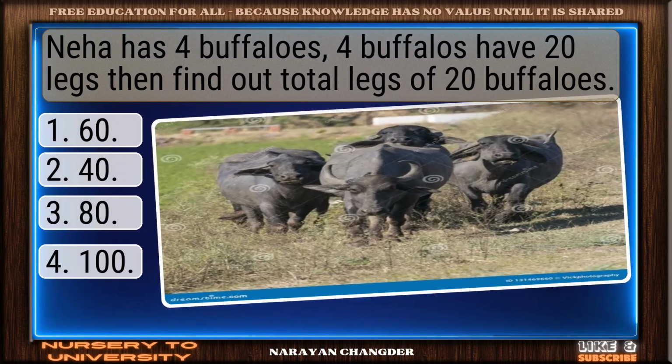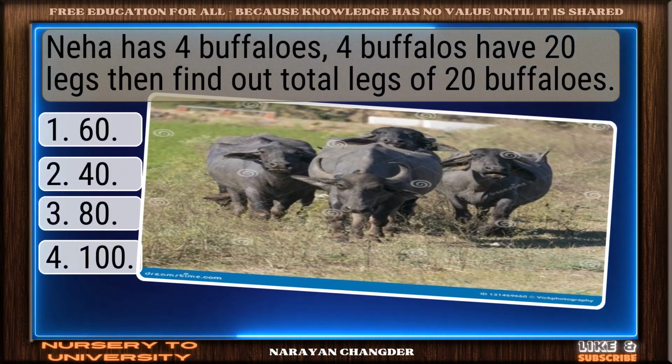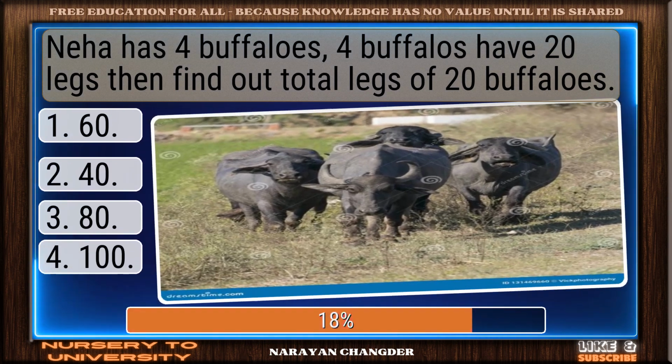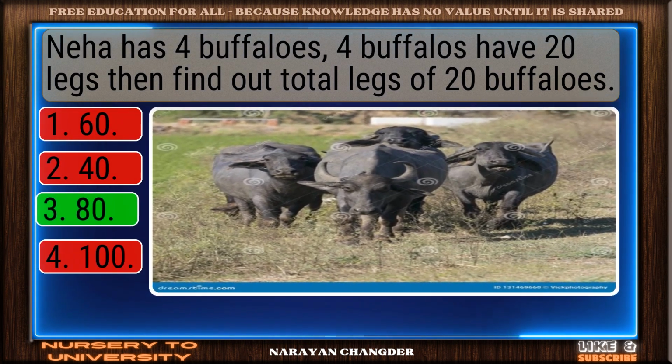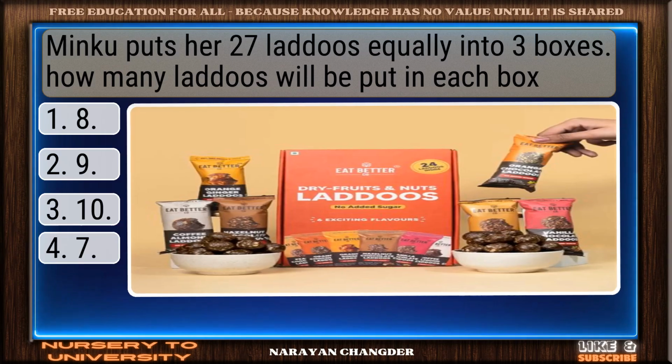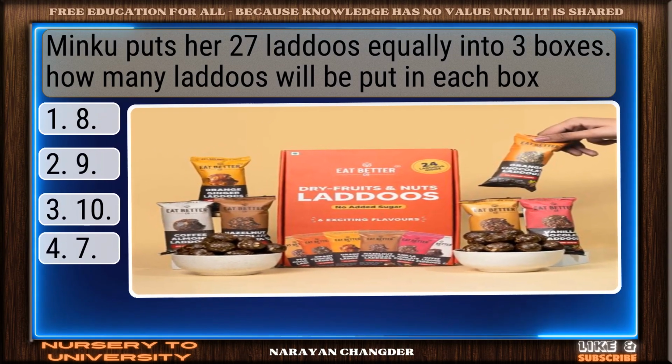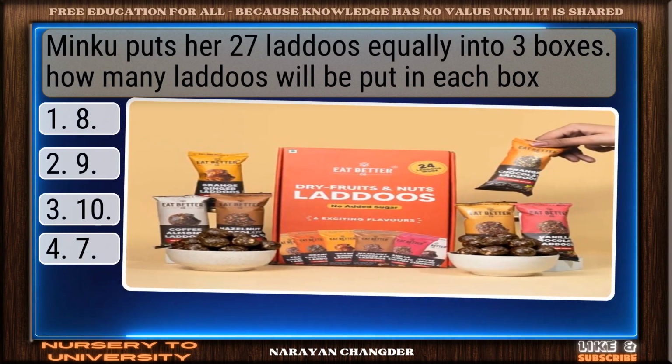Neha has 4 buffaloes. 4 buffaloes have 20 legs, then find out total legs of 20 buffaloes. Sharp thinking. 80 is the right choice. Minku puts her 27 laddus equally into 3 boxes. How many laddus will be put in each box?